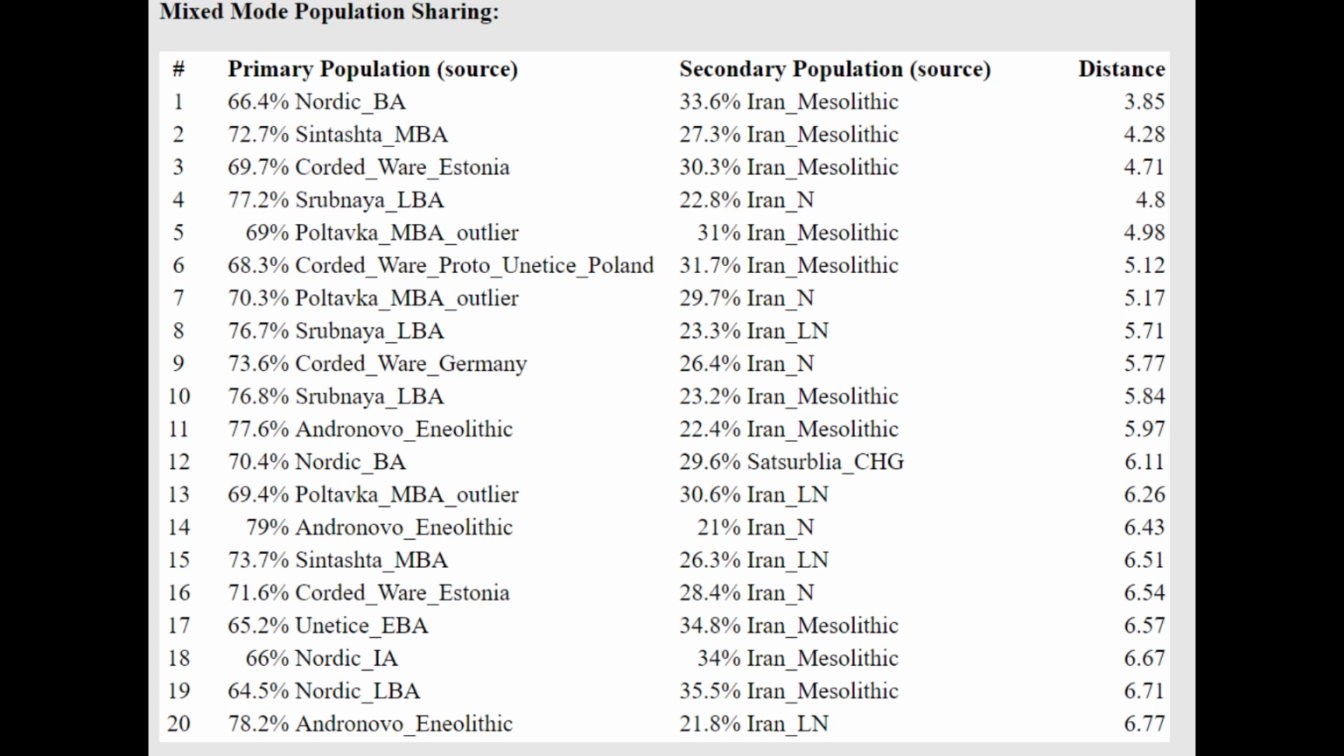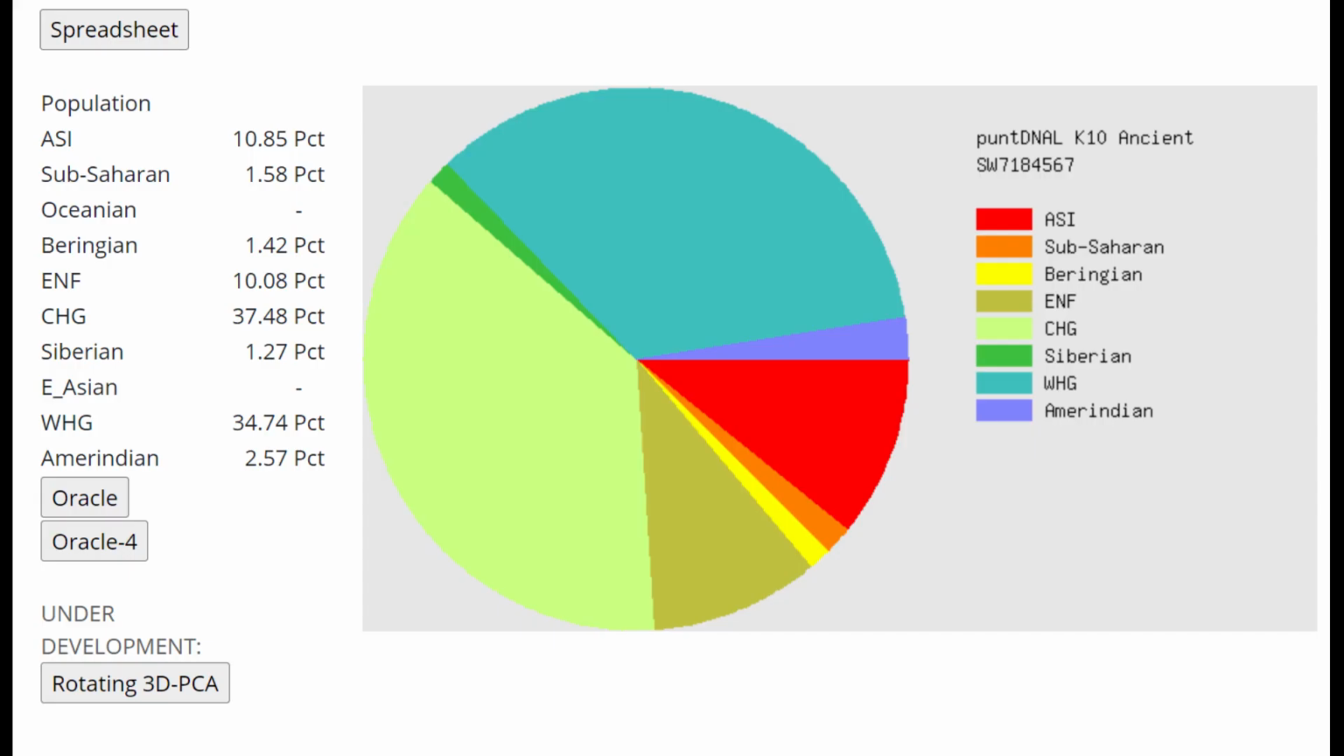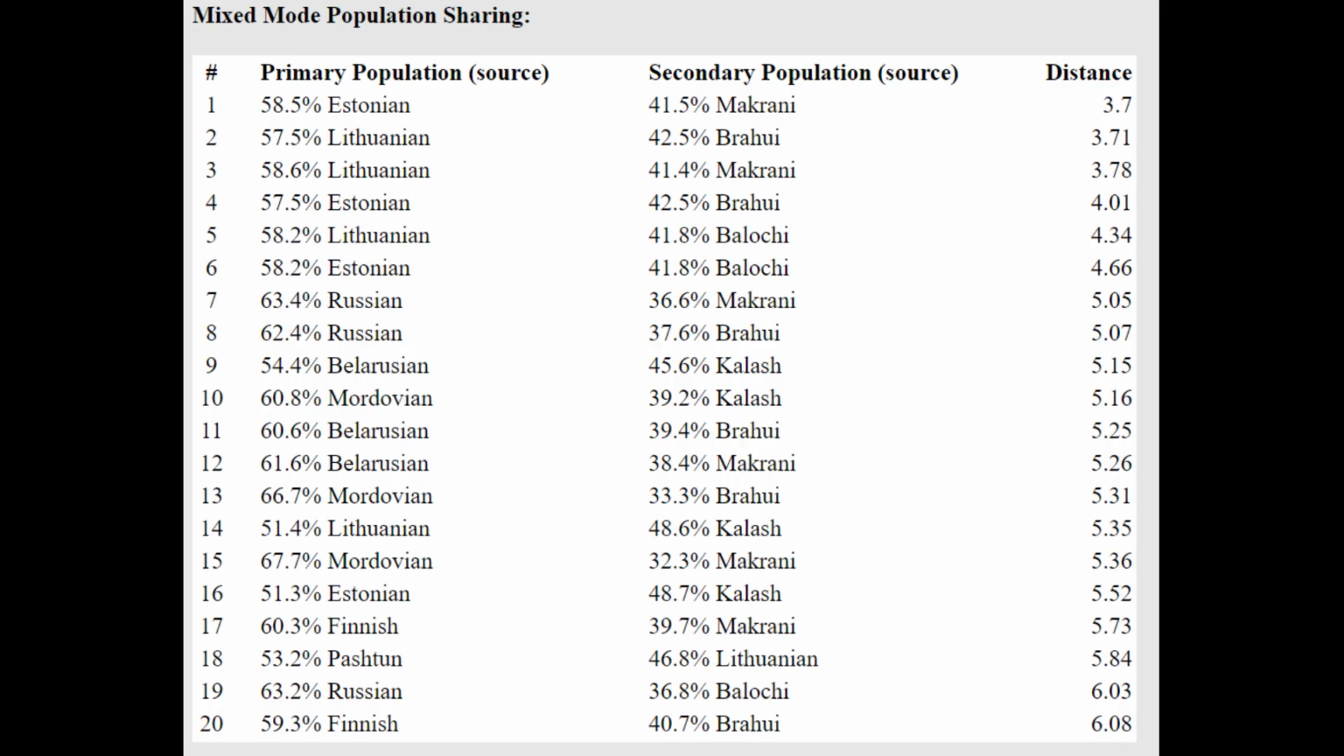And also look at line number 11, 77% Andronovo Neolithic plus, which is misnamed, it's not Neolithic, plus 22% Iran Mesolithic. Very interesting stuff. So she seems to be a mixture of typical Andronovo, plus around 20 or 22% Iran Mesolithic or something from West Asia, basically BMAC or Iranian Neolithic farmers or something of that sort. And this is very different from the second individual you're going to see later.